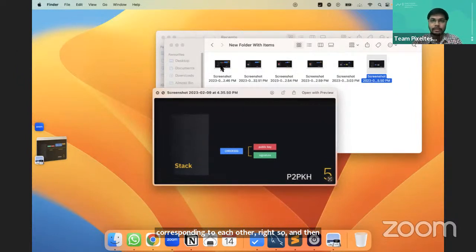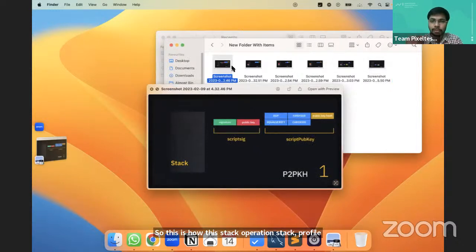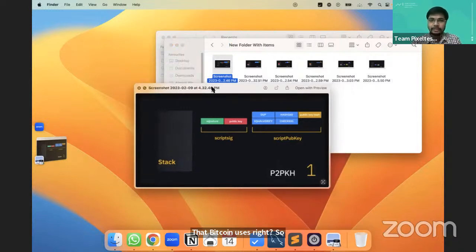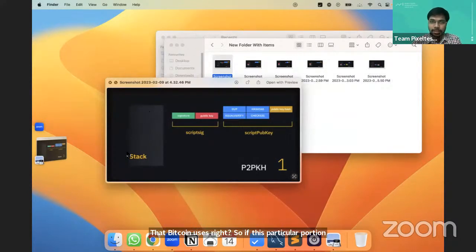So this is how the stack performs all the operations. And this is how the script language, all these commands and all this data, is handled by Script, right? Script is the language that Bitcoin uses, right? So if this particular portion is clear, how the stack is used and how the script language is using all these operations on the stack and performing each operation one by one, then type C in the chat box. This is something we have covered in detail in our previous session.